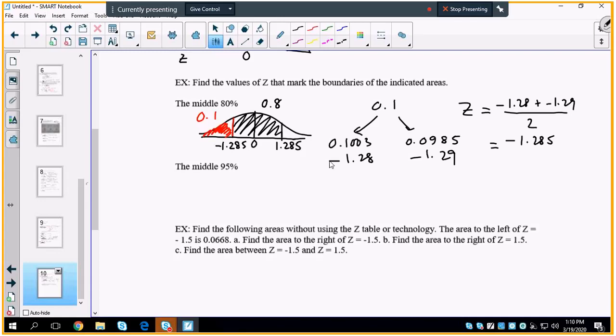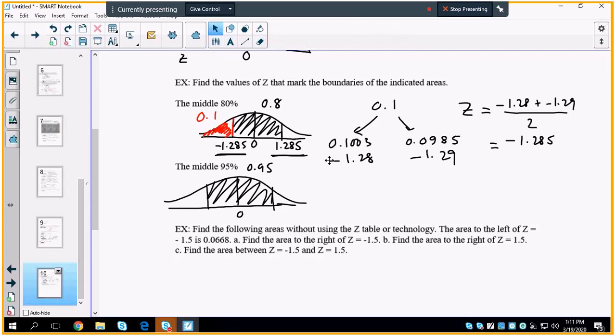The question asked you to find the values of z that mark the boundaries of the indicated areas. You wanted two of them, so they are negative 1.285 and 1.285. Now I want the middle 95%. Again use the symmetry. I want two z-scores so that the central area is 95%, which is 0.95. How much is the rest? The rest is 1, the total, minus 0.95, so that will be 0.05.